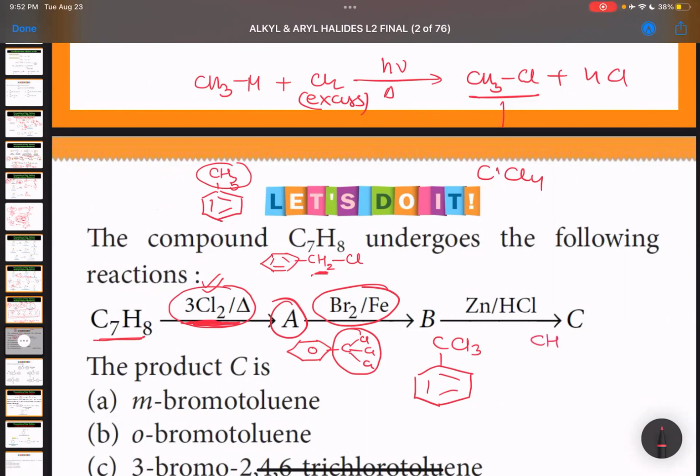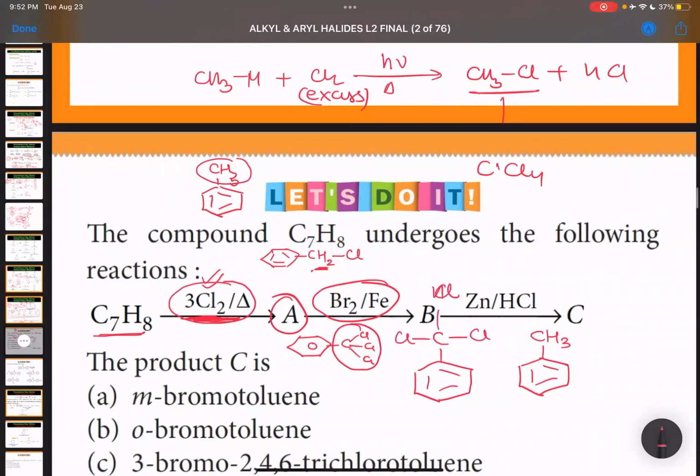Though the formula looks very similar to CH3. So this group looks like CH3, but these are not hydrogen atoms. These are chlorine atoms, which are highly electron withdrawing.